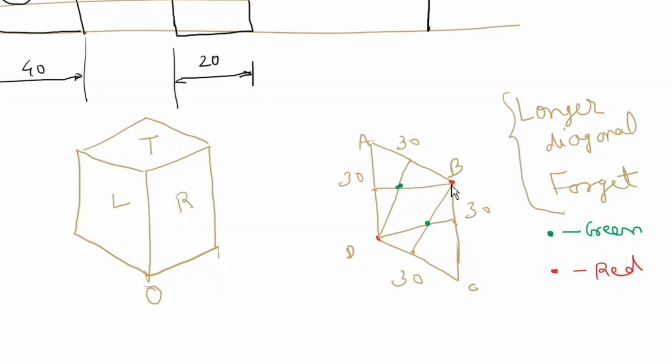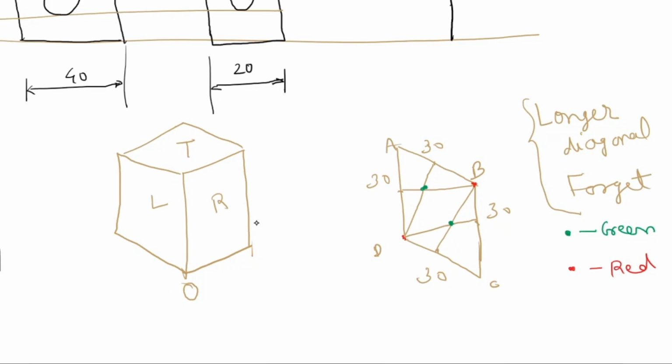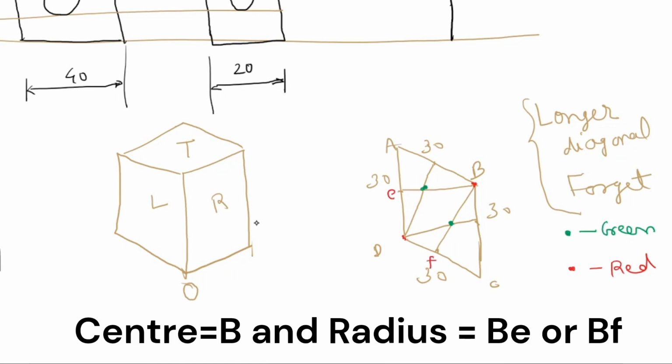So with B as center, what should be the radius? You can see what the radius should be: B to this point, B to this point. If I name these points E and F, then we'll construct an arc from E to F like this. E to F.